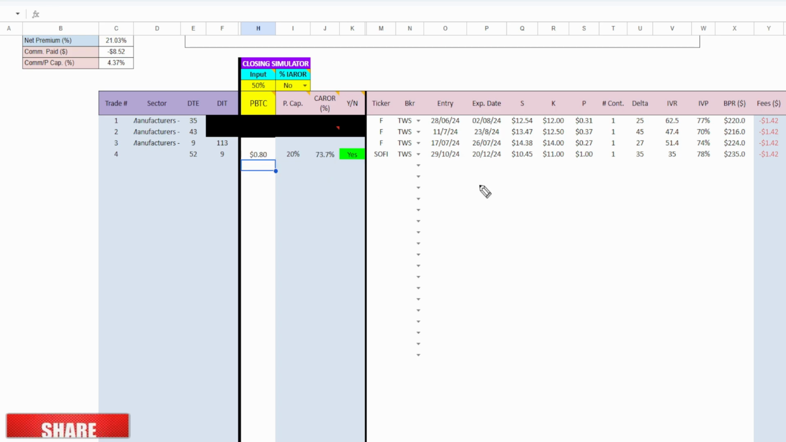Of course it's going to be green. You know why? Because it's only 9 days. But if I manipulate this thing here to 35, here you go. It doesn't make sense to close the trade.